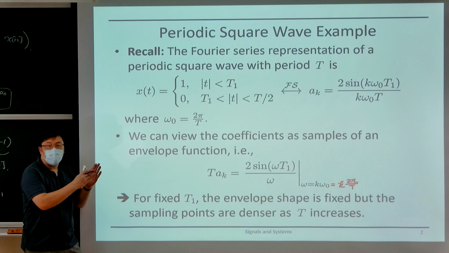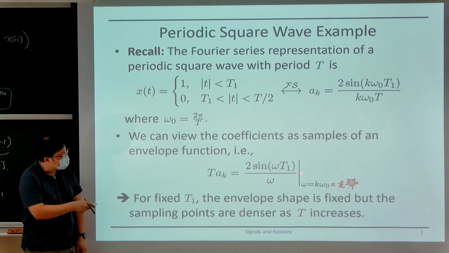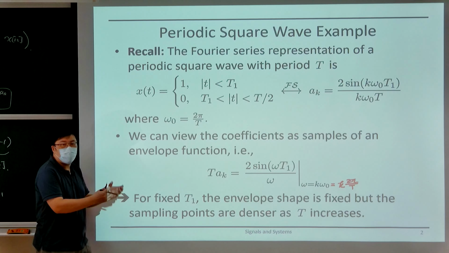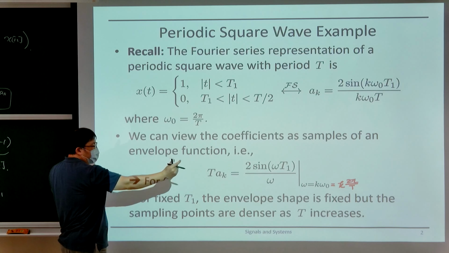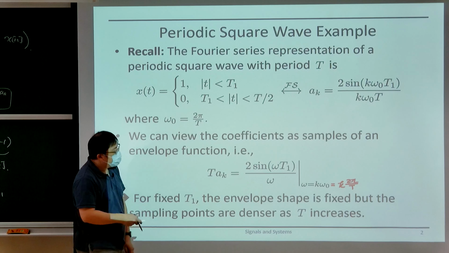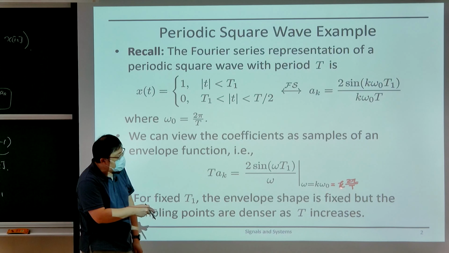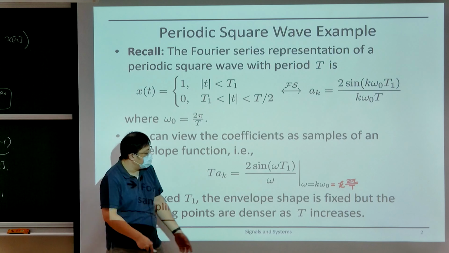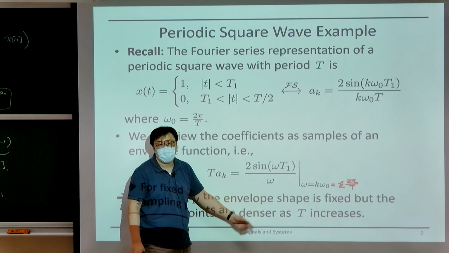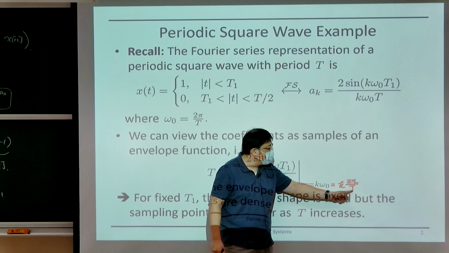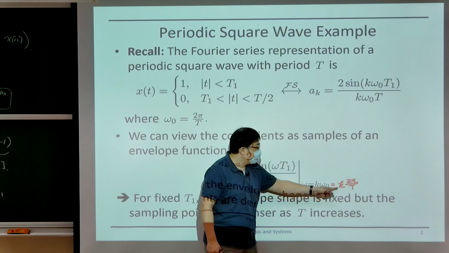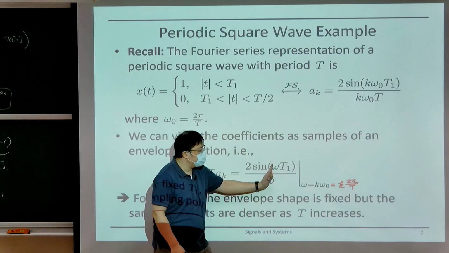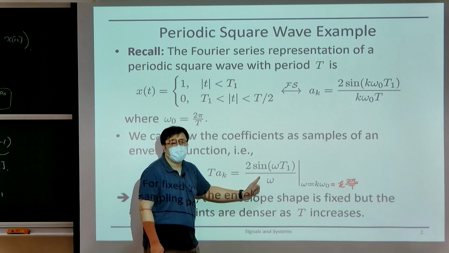But as you increase capital T, even though this envelope function doesn't change, as you increase capital T, which is the period of the signal, as you stretch the periods further and further apart, you're essentially sampling at denser and denser points of this function, okay? So as capital T increases, this 2 pi over capital T becomes smaller and smaller. So this means that you're sampling at denser and denser points of this sinc function, okay?